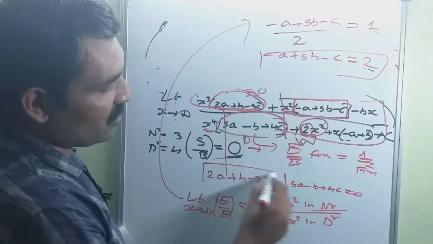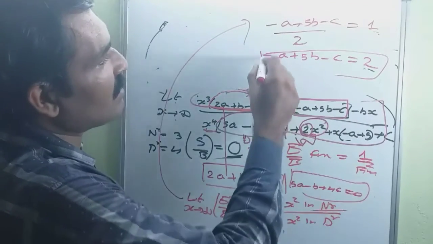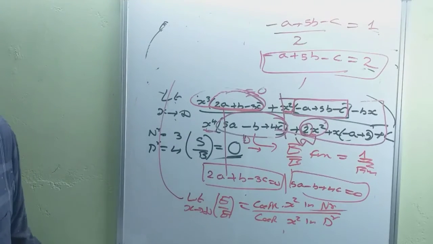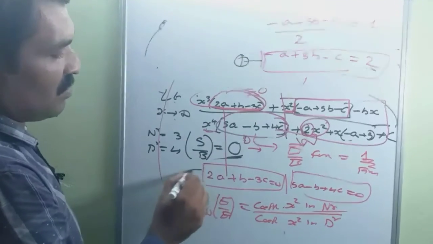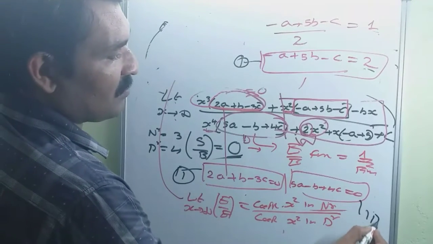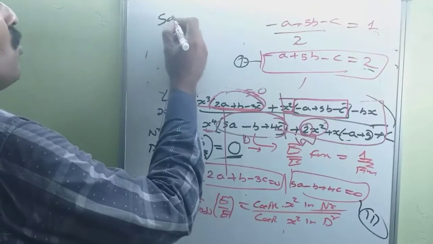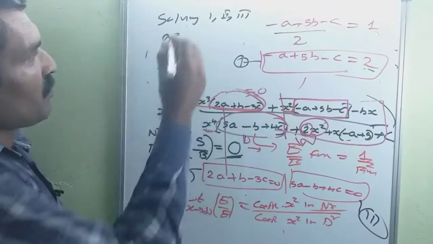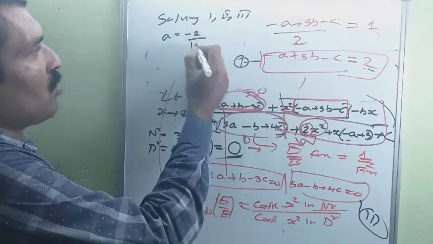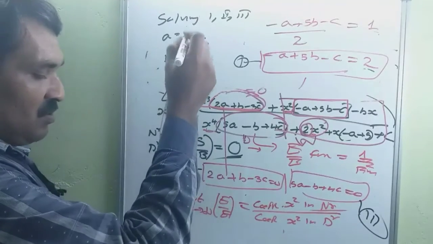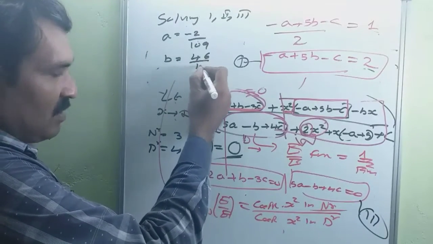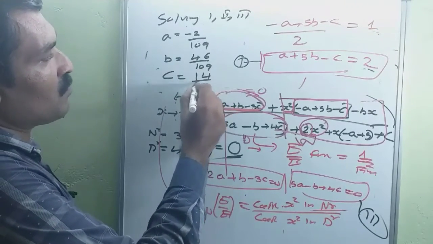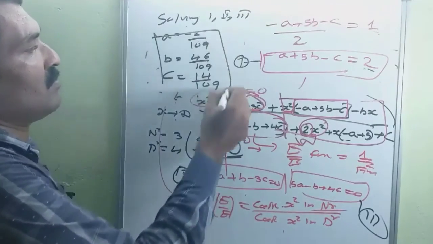We have the first equation, second equation and third equation, and we solve these for a, b and c. So solving 1, 2 and 3, we get a is equal to minus 2 by 109, b is equal to 46 by 109 and c is equal to 14 divided by 109. Check the answer.